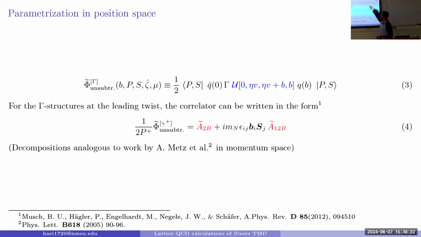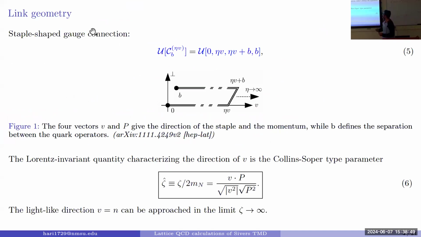So I'm starting with the position space correlator and I'm doing the same decomposition for gamma plus. Then I get these A amplitudes. These are kind of like a Fourier transformation of the unpolarized TMD and then the Sivers TMD. And I do have to talk about the gauge link that we are using. We are not going to use the straight gauge link just connecting 0 to B, because we are interested in the Sivers shift, where those are time-odd functions.